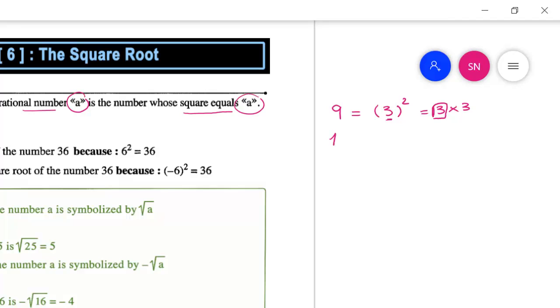Another example, if I'm looking for 16, I know that 16 is 4 raised to the power of 2. So the square root of 16 is the number which I raise to the power of 2, which is 4. Square root of 16 is equal to 4. Or in other words, I know that 16 is 4 times 4. So the square root of 16 is the number which I multiply by itself to get 16, which is 4.